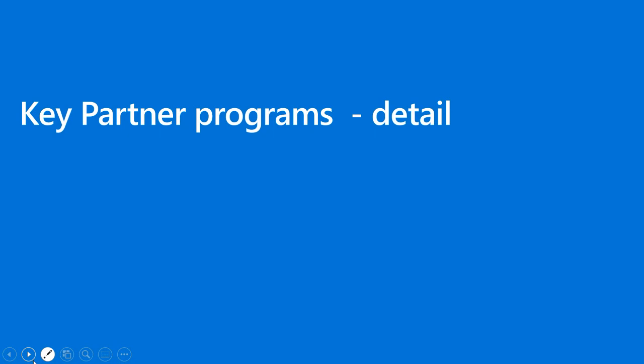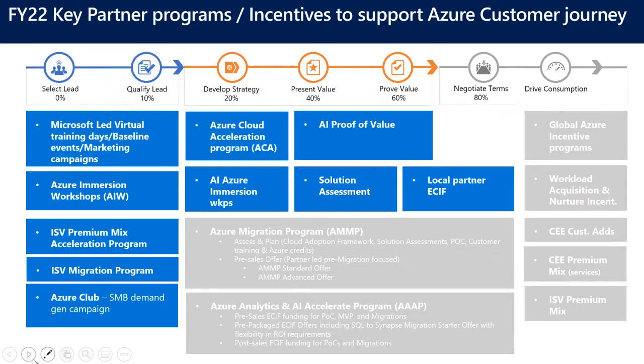I will come back to these key programs in detail. Let me show you the full picture, this comprehensive view, and I will cover the blue part, which focuses on demand gen, go-to-market programs, and validation programs we already have in place. As you can see, it is mapped around the customer sales journey, and these are the programs. Let me touch on some of them.